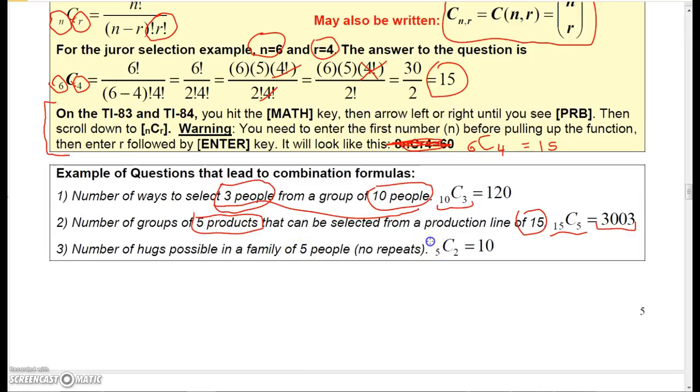So out of 5 people, how many ways could you pair 2 of them up? So in other words, how many 2-person subsets can you get out of 5 people? And that answer would be 10, so that would be 10 hugs.